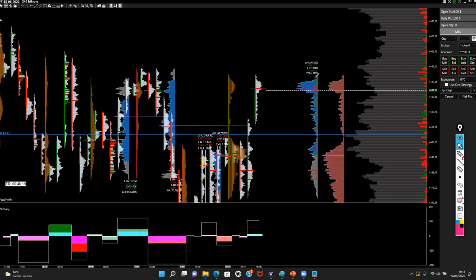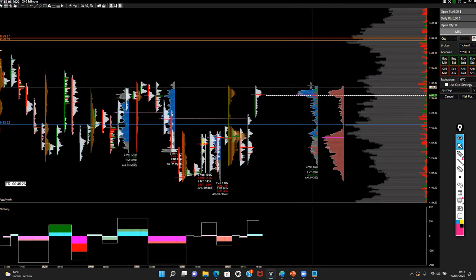When we don't have a profile shape reminding us of a bell-shaped curve, then we can tell that that area is still an unbalanced area. And that indicates that price will maybe be trying to go back into that area in order to complete the process of balancing it. That gives us many important indications for our trade, especially in terms of understanding what the price structure of the market is.